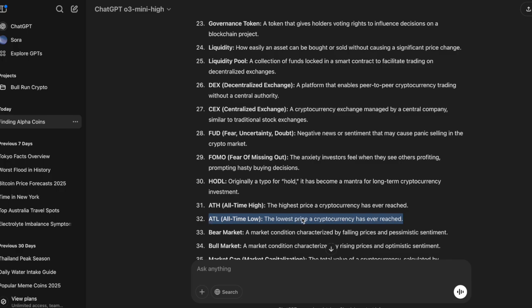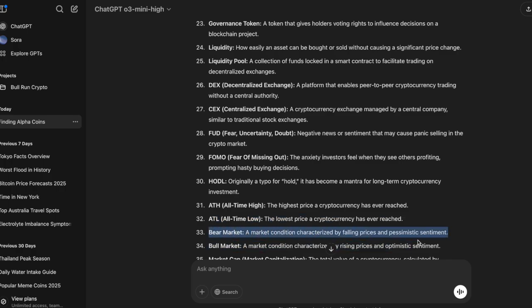All-time low, the lowest price a cryptocurrency has ever reached. That would basically be zero, right? Or it could be when it actually hit the market. So when Cardano first came out, I believe it was around 2 cents. So that would have been the low that I remember seeing Cardano.